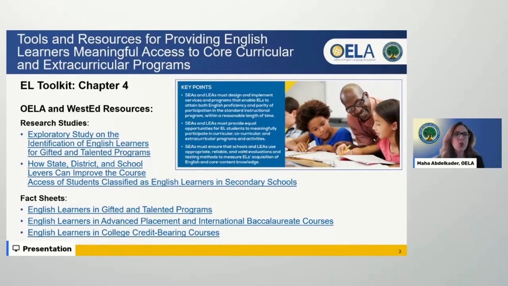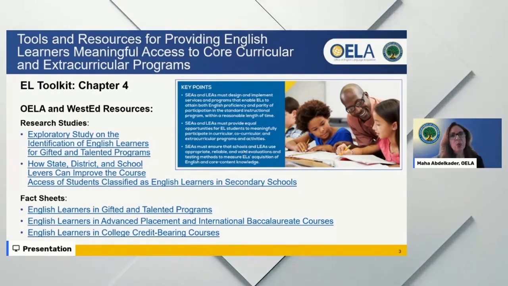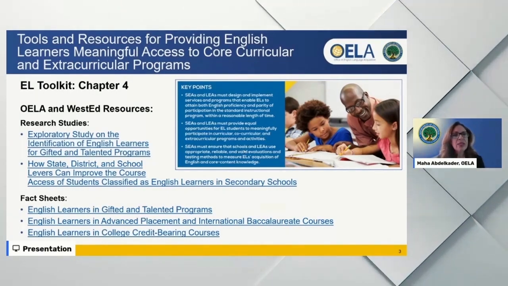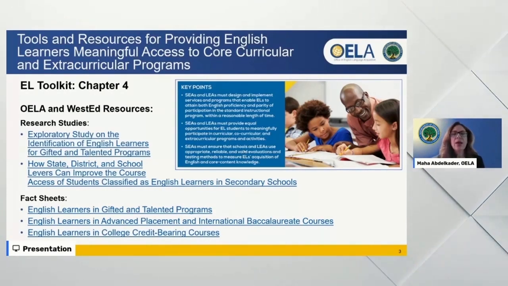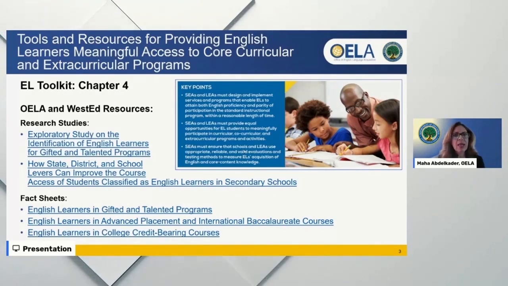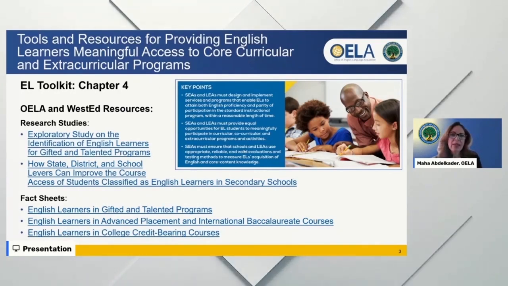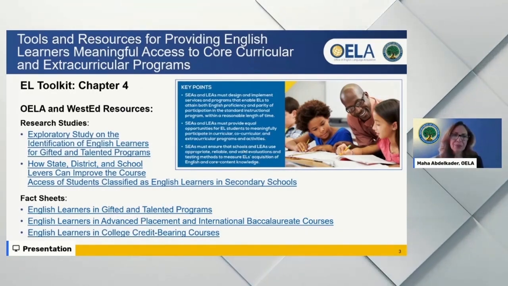Chapter 4 discusses tools and resources intended to assist educators in providing English learners with equal access to advanced classes and gifted and talented programs. The tools included in this chapter provide information on how to access relevant school and district data, strategies for supporting English learners in meeting college and career readiness standards, and considerations in identifying and serving gifted English learners.